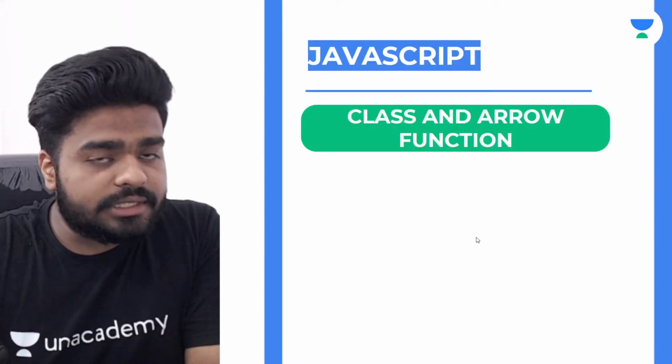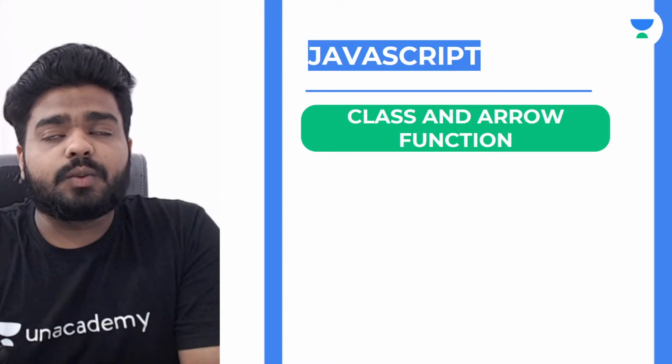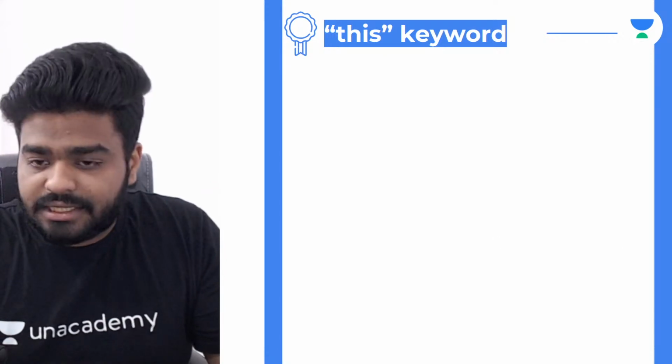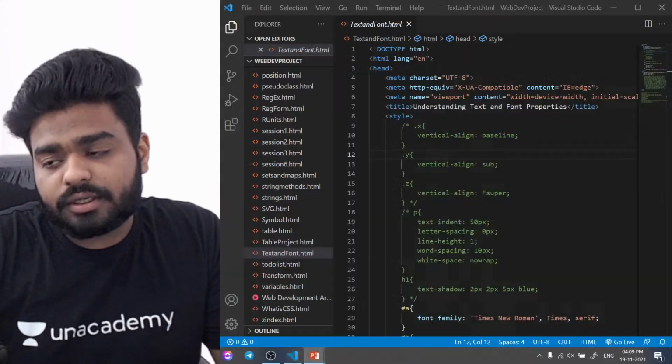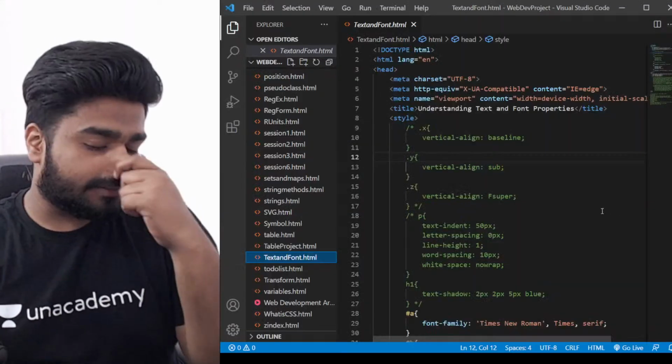So we are going to start the session of JavaScript today, which is this keyword, classes, and arrow function. We are going to start with this keyword and try to see what it is and how it works. So this is my Visual Studio Code.